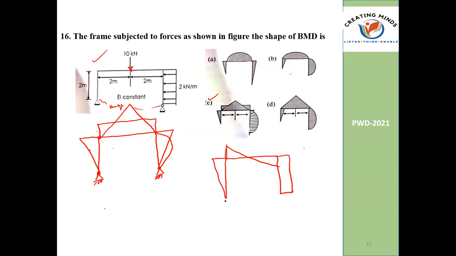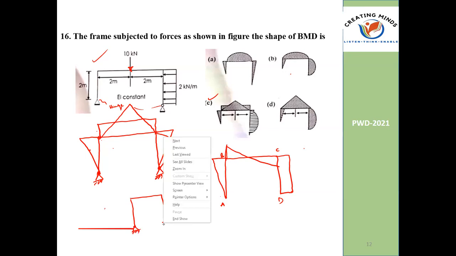Yes. Here it's a BMD. Which kind of frame? Guess the frame. Sir, BC is subjected to a couple. Very good. See here at A, which support? Hinge support. At D, which kind of support? Fixed support.